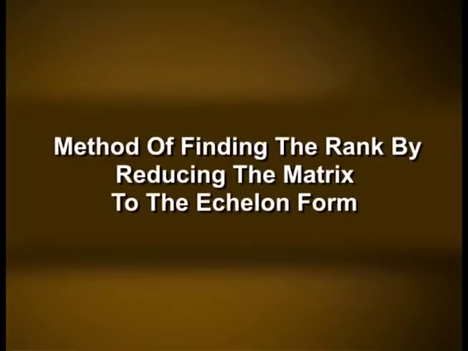Method of finding the rank by reducing the matrix to the echelon form. By a finite sequence of elementary row transformations, reduce the given matrix A to the row echelon canonical matrix C. Then the rank of A is the number of non-zero rows in the matrix C. We bring the attention of the student that no column operation be done to reduce a matrix to its echelon form. Example 8. Find the rank of the following matrix by reducing it to echelon form.